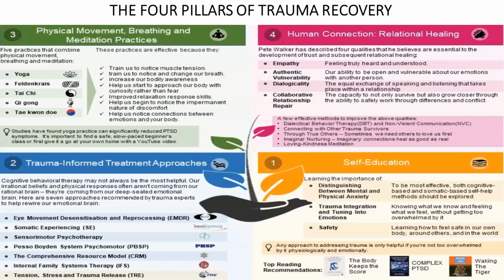Mainstream psychiatric and psychological approaches are often not helpful in people with attachment and trauma spectrum disorders who require specialized treatment approaches. Since the rediscovery of attachment and trauma disorders in the 1980s, there is an emerging consensus that their treatment rests on 4 pillars. The 4 pillars are 1, psychoeducation; 2, trauma-informed treatment approaches; 3, physical movement, breathing, and meditation practices; and 4, human connection and relational healing.